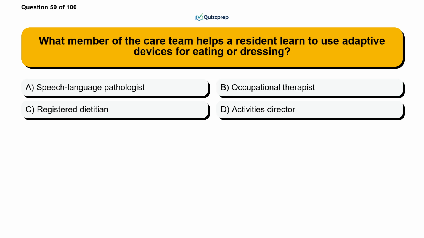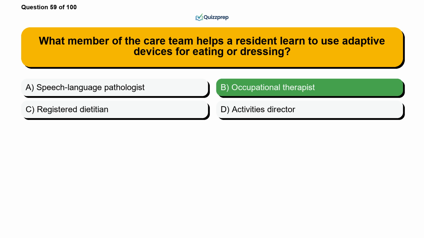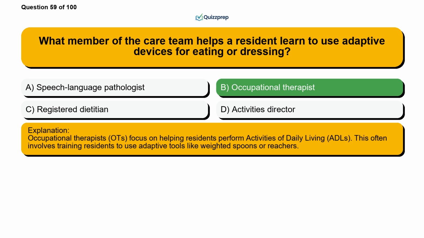Question 59. What member of the care team helps a resident learn to use adaptive devices for eating or dressing? Option A, speech-language pathologist. Option B, occupational therapist. Option C, registered dietitian. Option D, activities director. The correct answer is option B, occupational therapist. Occupational therapists, OTs, focus on helping residents perform activities of daily living, ADLs. This often involves training residents to use adaptive tools like weighted spoons or reachers.